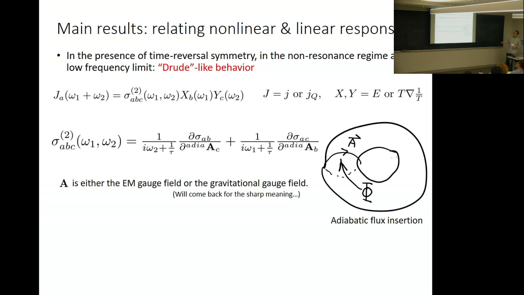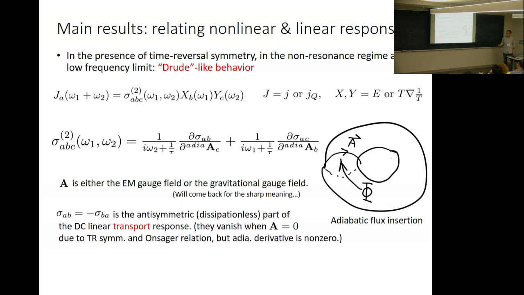So essentially, this nonlinear response really probes how the linear response changes after I adiabatically insert some flux. That's the message. And the sigma here, as I mentioned, is a linear response, but it's always this antisymmetric part. So that's the dissipationless part of the response. And this dissipationless part vanishes when you have no flux inserted, due to temporal symmetry. We assume temporal symmetry. So in fact, even if you don't have a temporal symmetry, you still have this contribution, but you have additional flux.